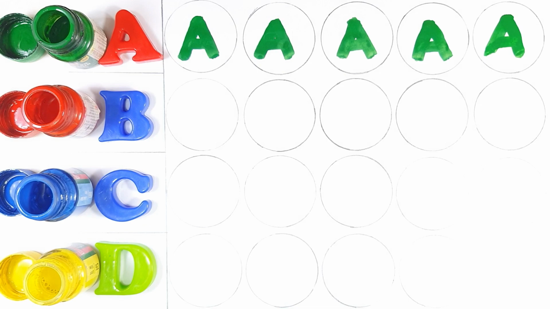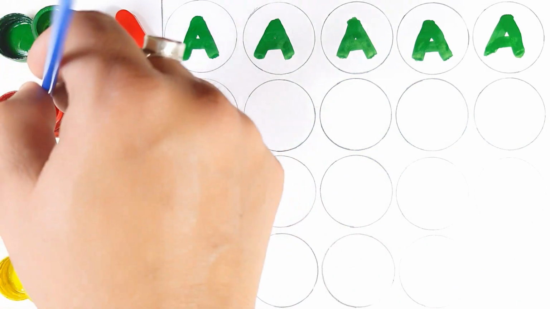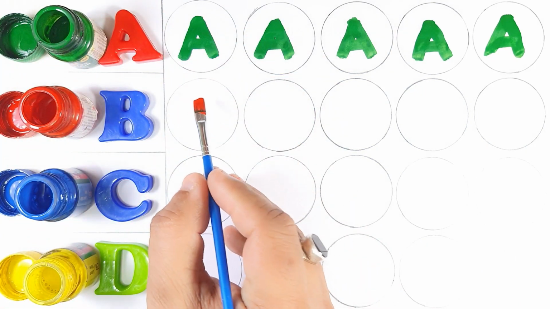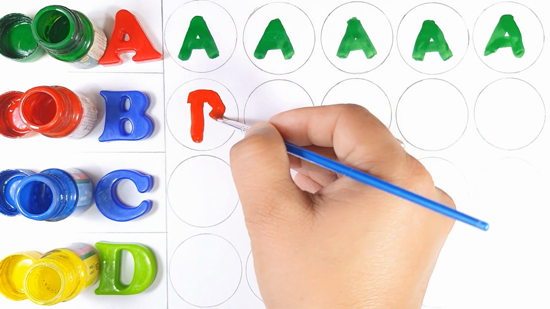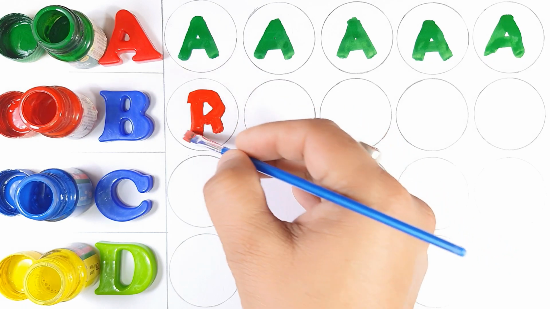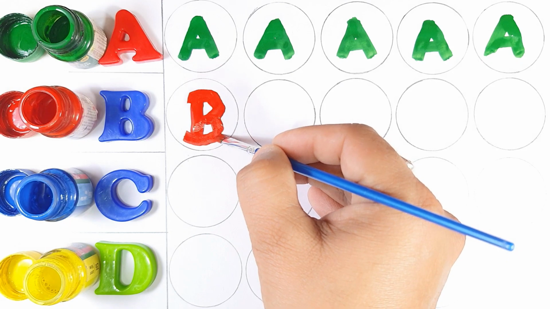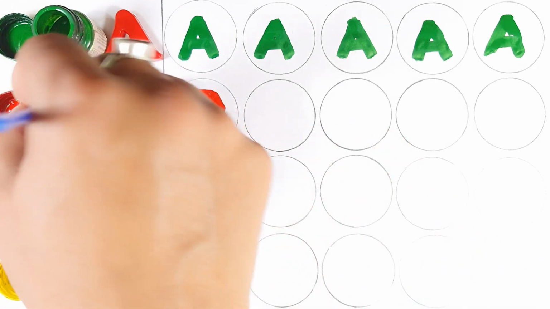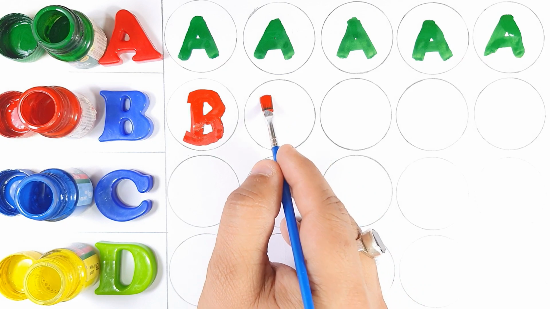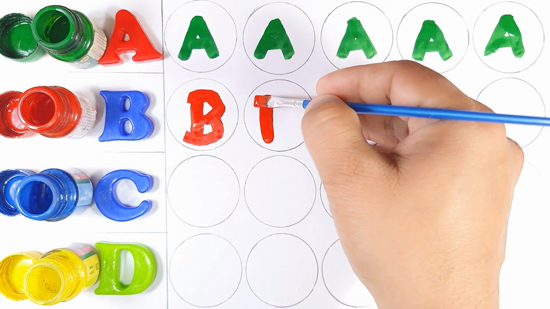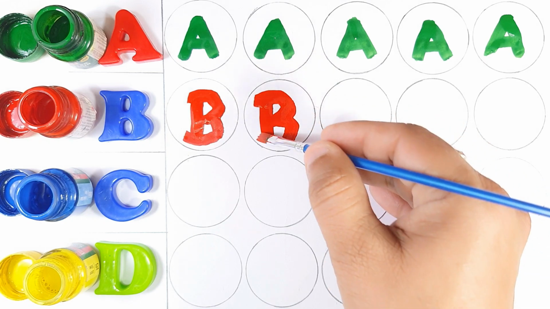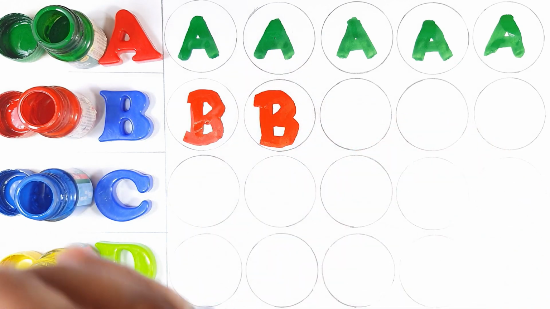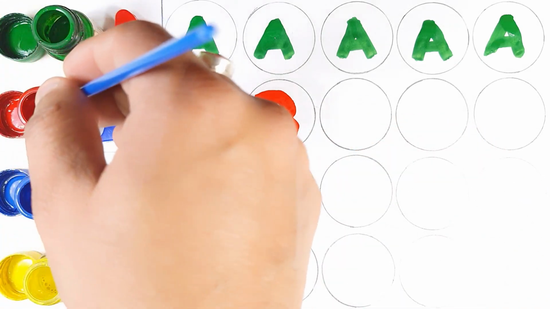Kids, now we will show you how to make B for ball. B for ball. Very nice. Kids, B for ball. Kids, this is B for ball. Kids, B for ball. Very nice. Kids, this is B for ball.